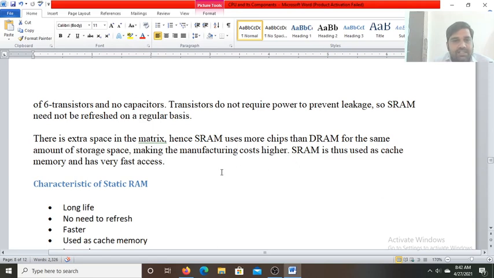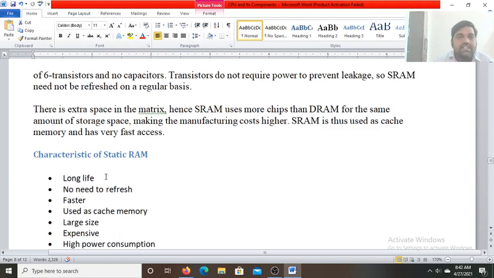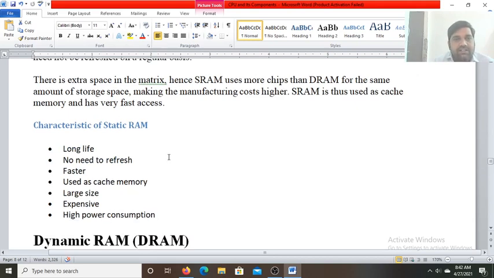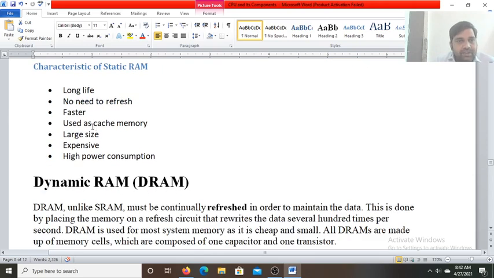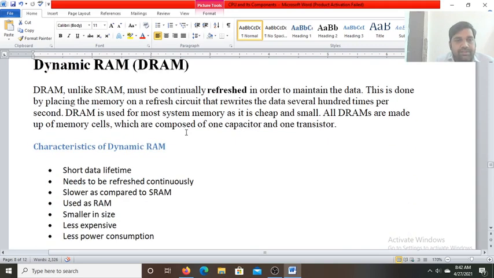SRAM is thus used as a cache memory and has very fast access. Okay, so what are the characteristics? Characteristics of the static RAM: long life, no need to refresh, faster, used as a cache memory, large size, expensive, high power consumption. Next is the dynamic RAM.